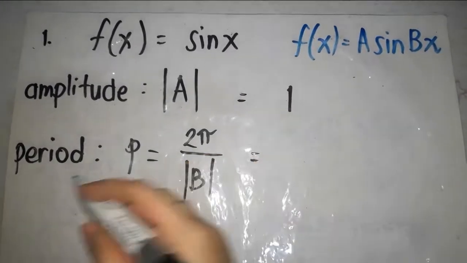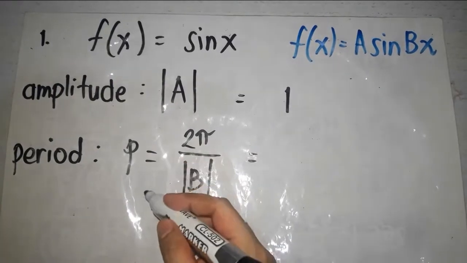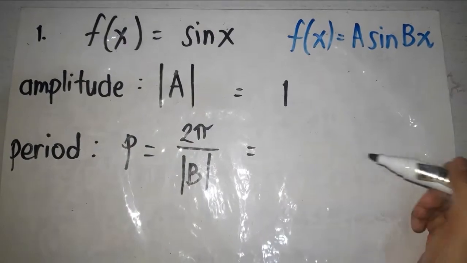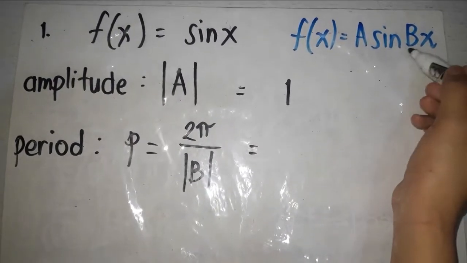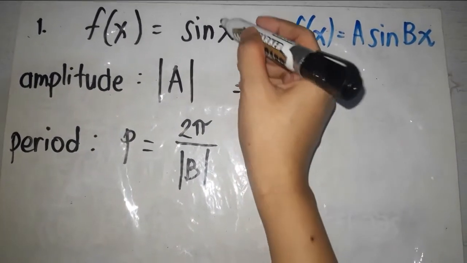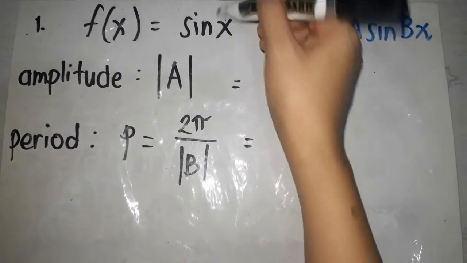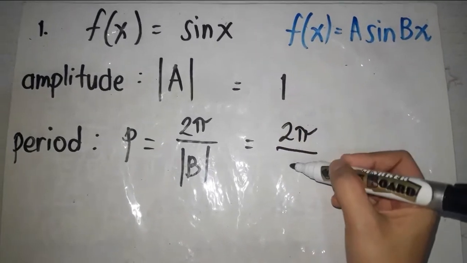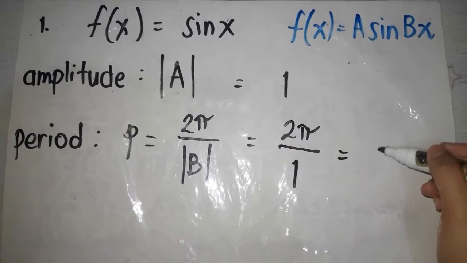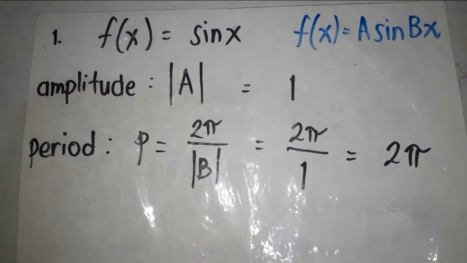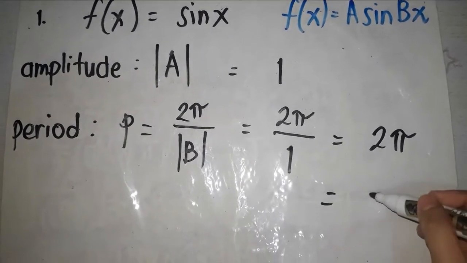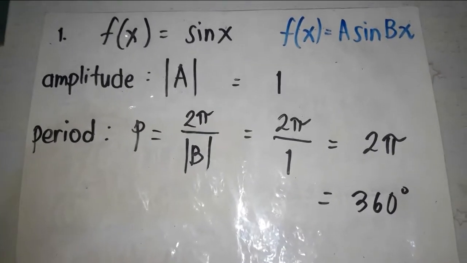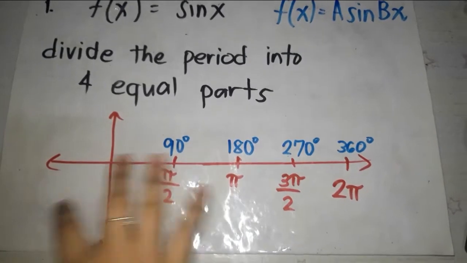Okay, now we'll look for the period, or capital P, equals the formula 2 pi over the absolute value of b. So b is the coefficient of x. Since we don't see any number, that means it's 1. So 1x, meaning we have 2 pi over the absolute value of 1, which is actually 1. Or simply, the period is equal to 2 pi. In degrees, this is also equal to 360 degrees.